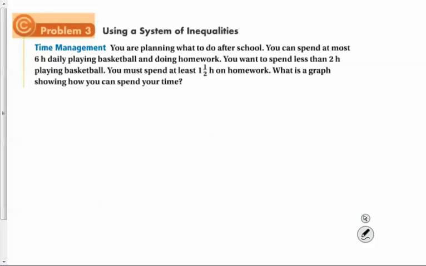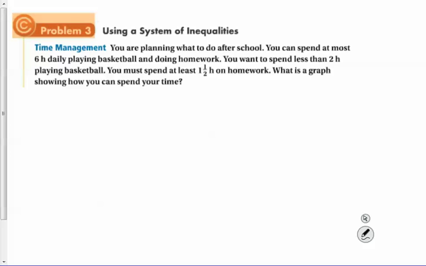All right, the third one, using a system of inequalities. It says time management. You're planning what to do after school. You can spend at most 6 hours daily playing basketball and doing homework. You want to spend less than 2 hours playing basketball. You must spend at least 1.5 hours doing homework. What is a graph showing how you can spend your time?